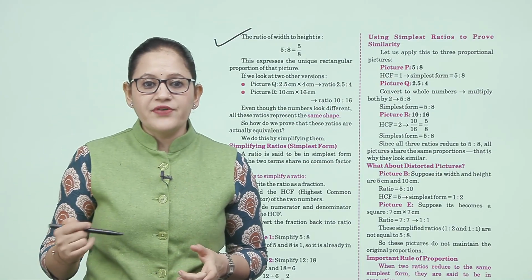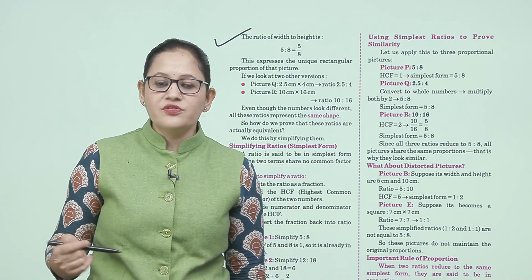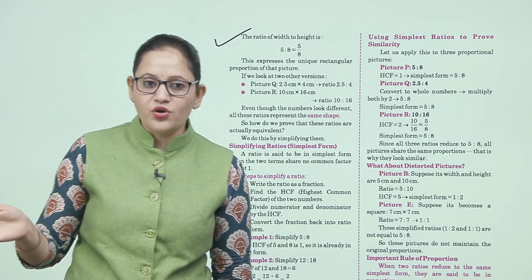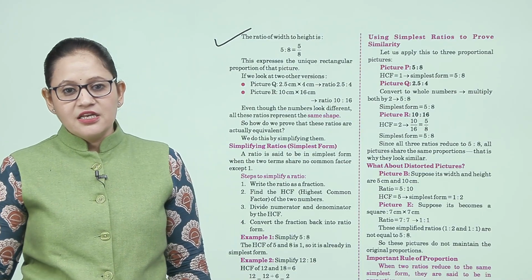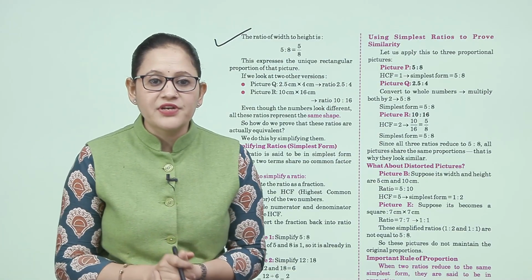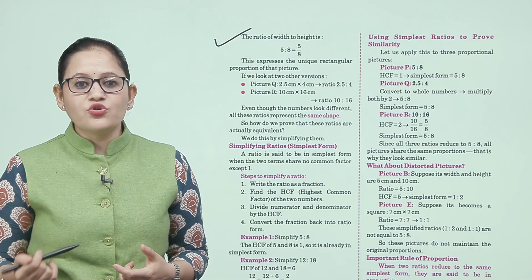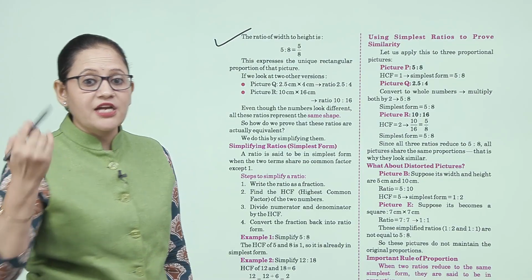If we look at other versions, picture Q is 2.5 by 4, so we can write 2.5:4. Picture R is 10 by 16, so we can write 10:16. Even though the numbers look different, all these ratios represent the same shape. So how do we prove that these ratios are actually equivalent?